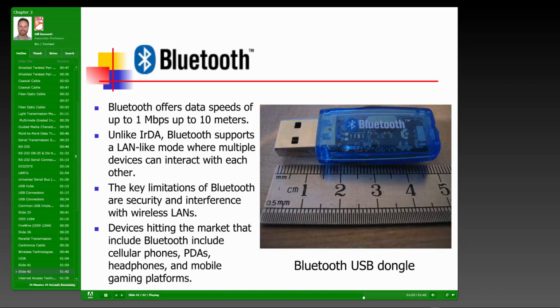On the right there in the picture, what you're seeing is a Bluetooth USB dongle. So this actually plugs into a USB port, and then you can use a Bluetooth mouse or a Bluetooth keyboard or some other Bluetooth device to interact with that computer that you plug the dongle into, if your computer doesn't have Bluetooth already enabled in it.